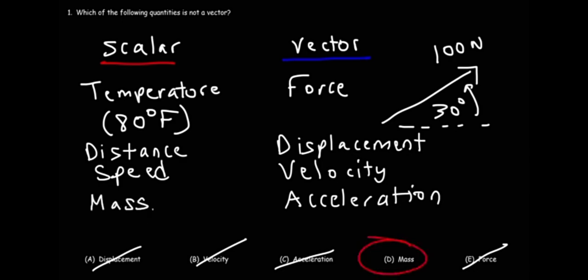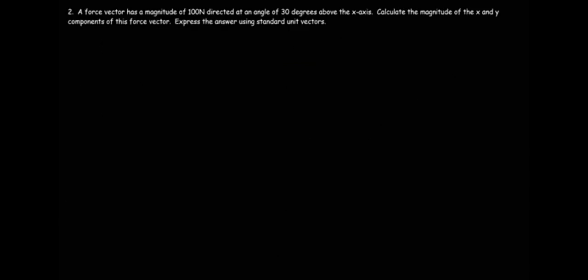Mass is a scalar quantity. For instance, let's say an object has a mass of 10 kilograms. You won't say that the object has a mass of 10 kilograms north. It wouldn't make sense. So mass is a scalar quantity. It has magnitude only, but no direction.